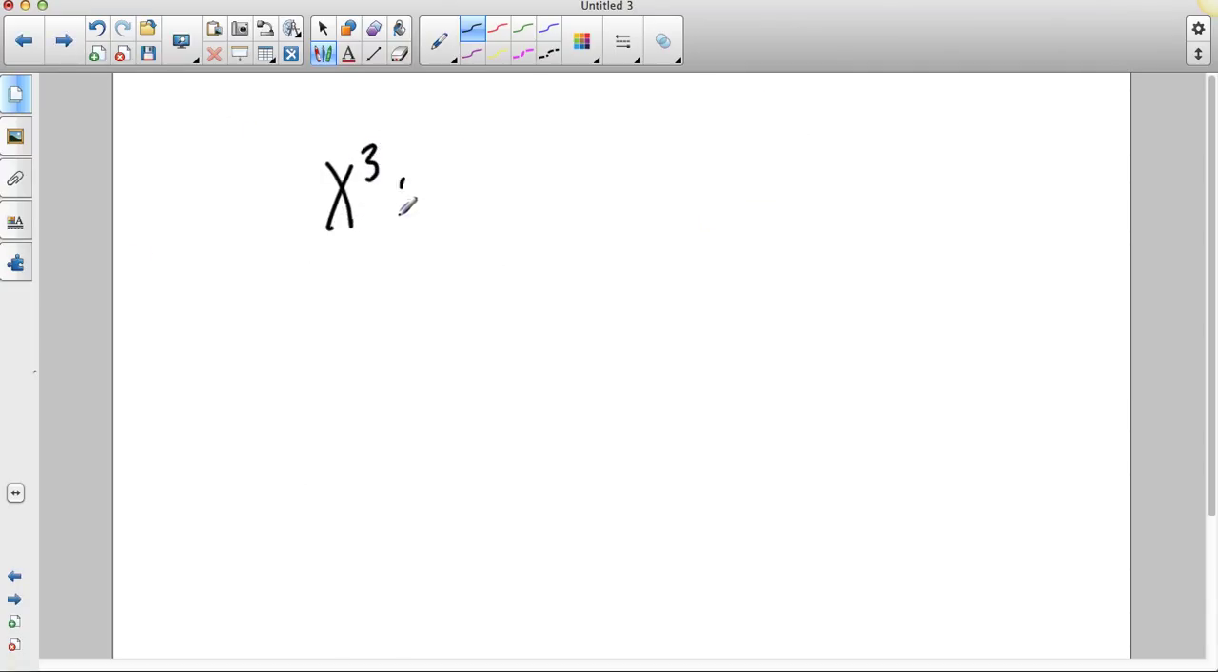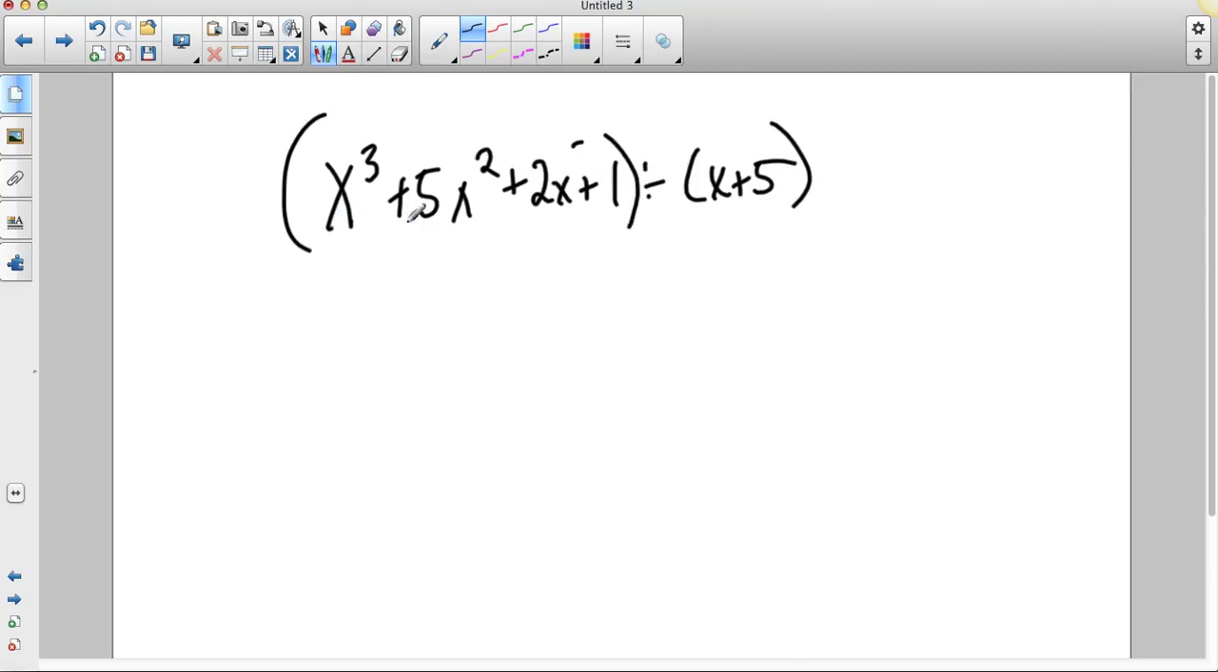Remember the other day when I had something like this? And I divided by x plus 5? Y'all remember this? Everybody watch. I'm explaining the L right here. When I divided this, I put negative 5 in that backwards L and did this.